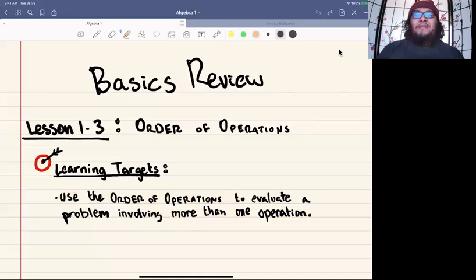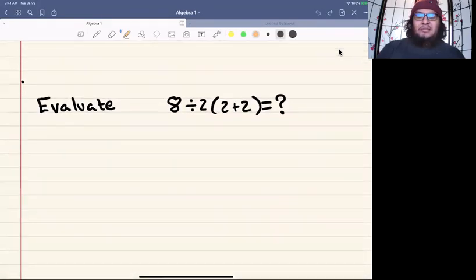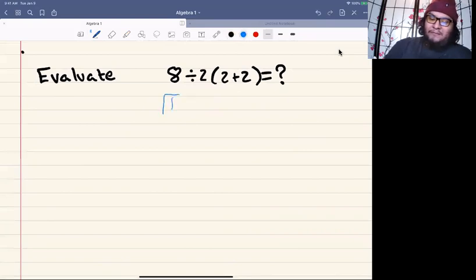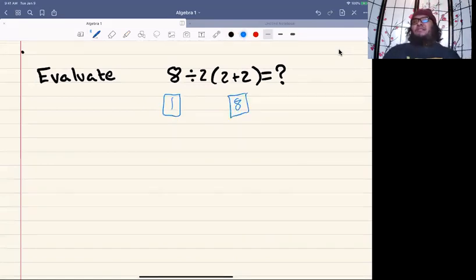I've seen this type of problem on the internet a lot before, and it's this one. It says, evaluate this problem. It says 8 divided by 2 times 2 plus 2. What does this equal? Some people might say this is equal to 1. And some people might say this is equal to 8. All right. So we're going to find out which one it is. Let me just get rid of this.